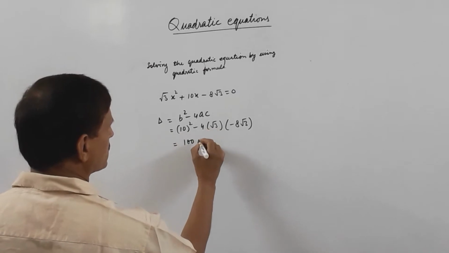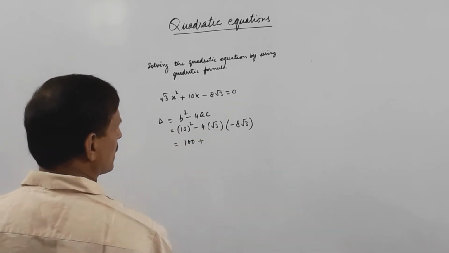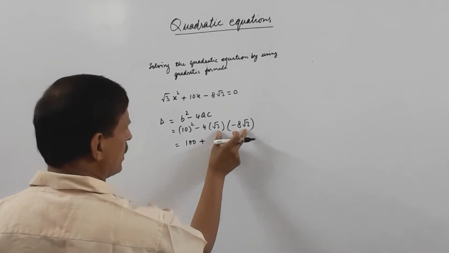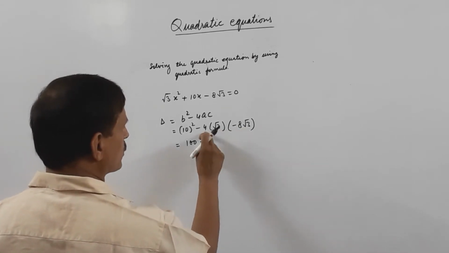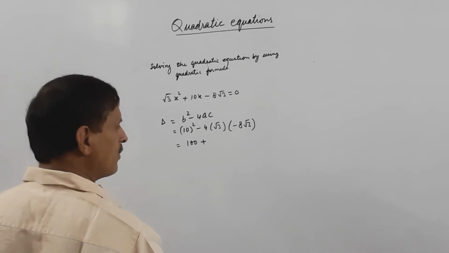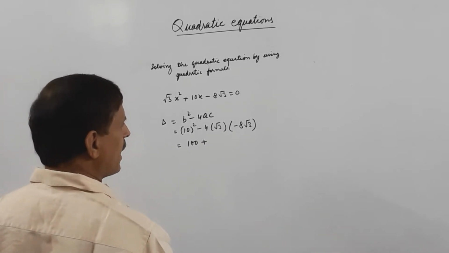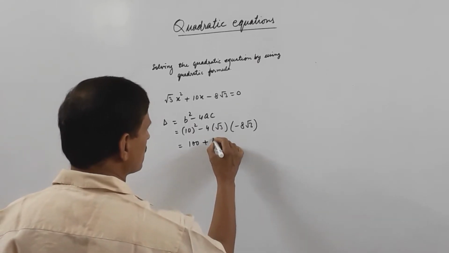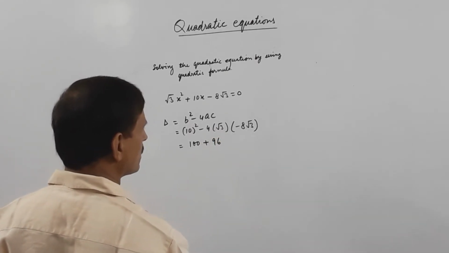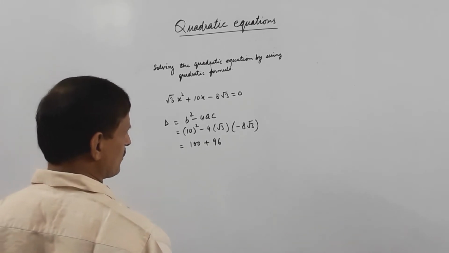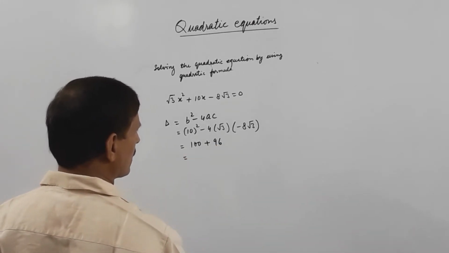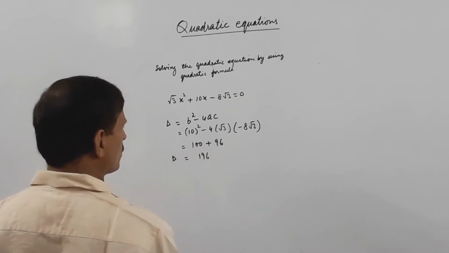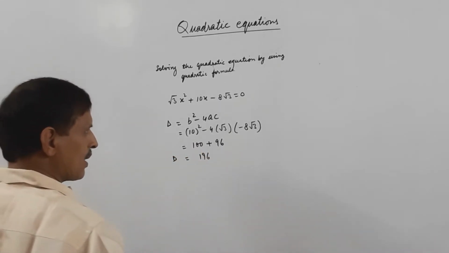100 minus minus becomes plus root 3 into root 3, that is 3. 3 4s are 12, and 12 times 8 is 96, and that is 196. So here the discriminant is equal to 196.